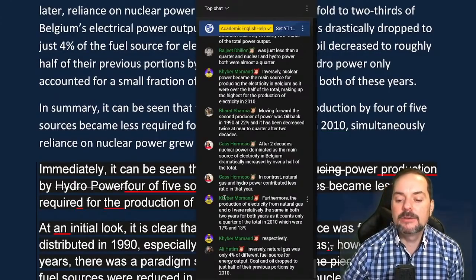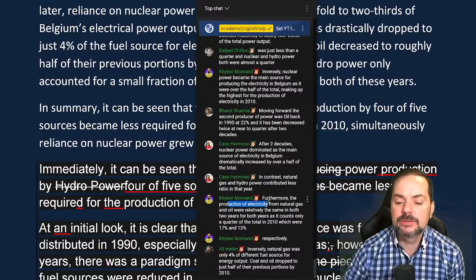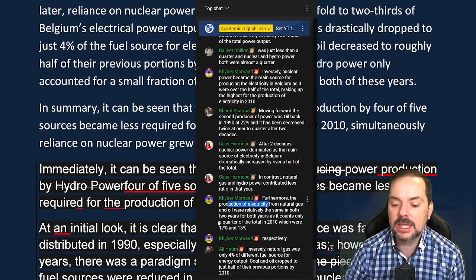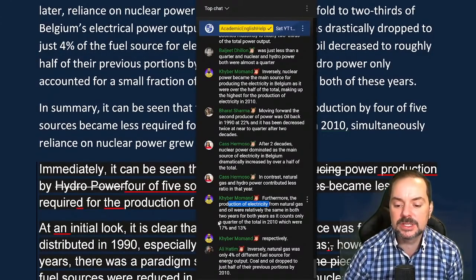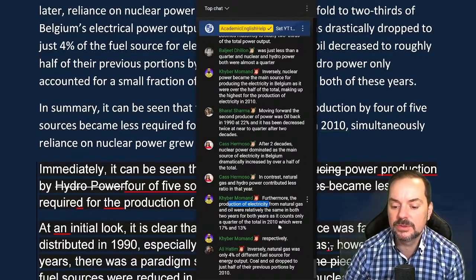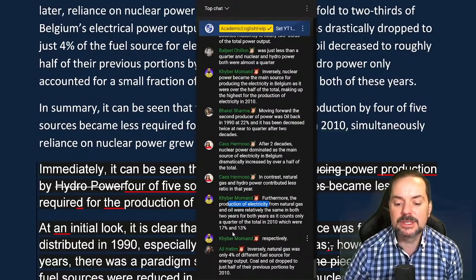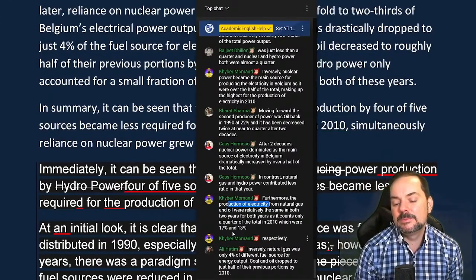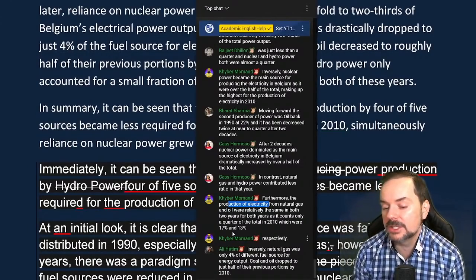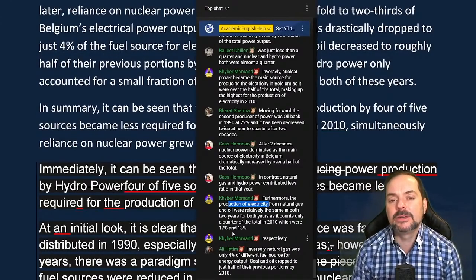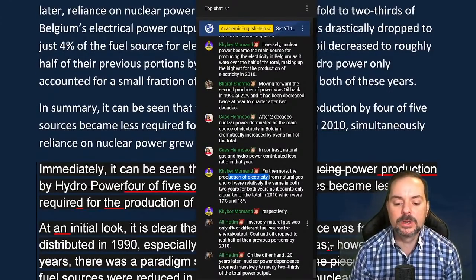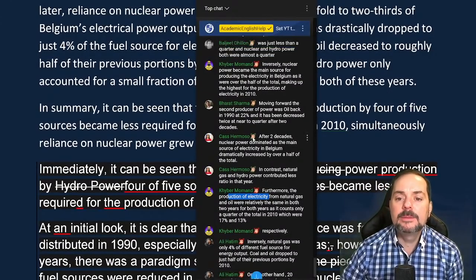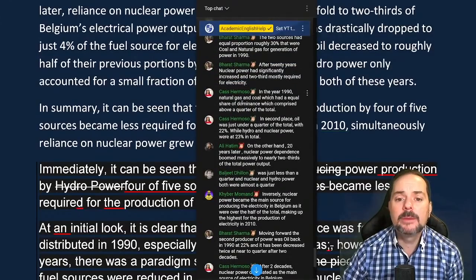Kyber writes, furthermore, the production of electricity from natural gas and oil were relatively the same in both 2 years. For both years, as it counts only a quarter of the total in 2010, which was 17 and 13%. Kyber, that's a bit of an awkward comparison. I probably wouldn't do that, okay? It's a bit awkward. All right. Okay, so some good writing there, members.